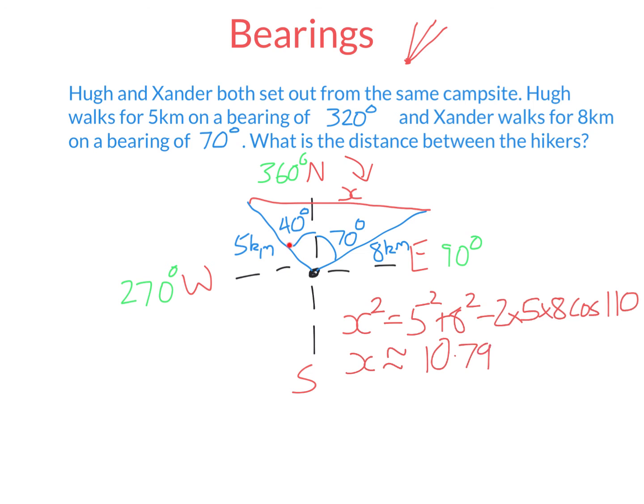And again, that makes sense. 110 is the largest angle in the triangle because you can't have another obtuse angle. So this side here must be the longest side of the triangle. It must be longer than 5, longer than 8, and we did get an answer longer than 8, so I know I've done something right.